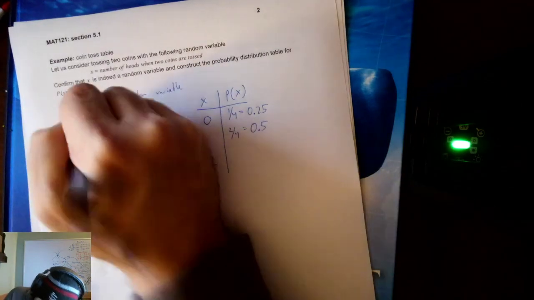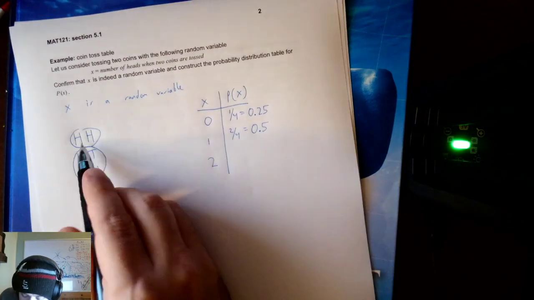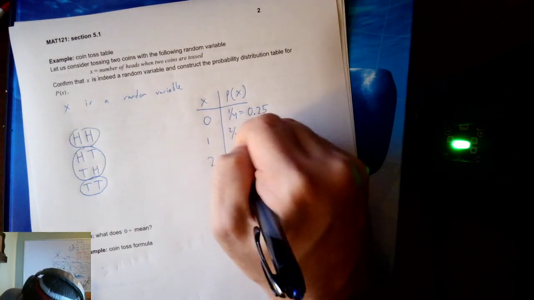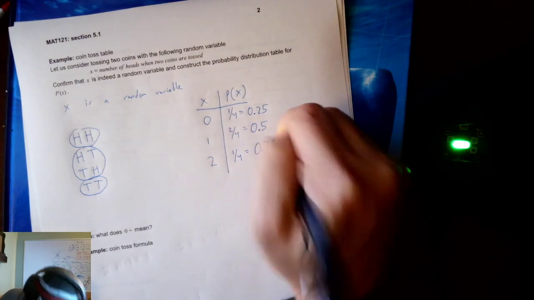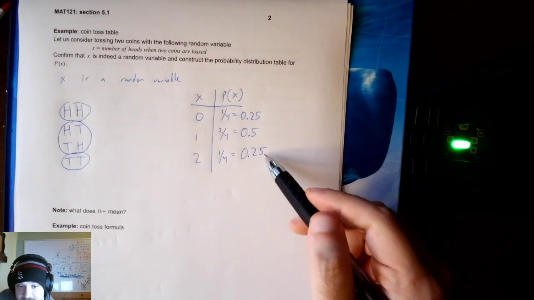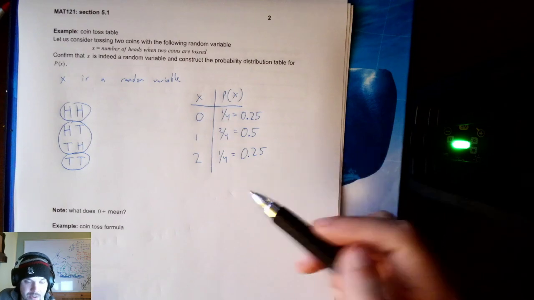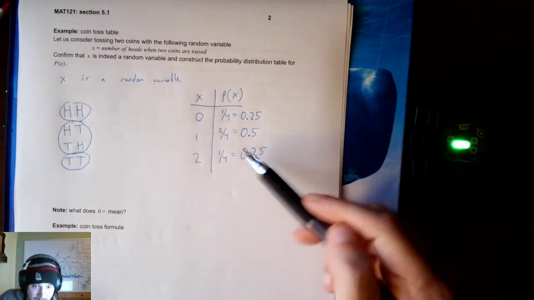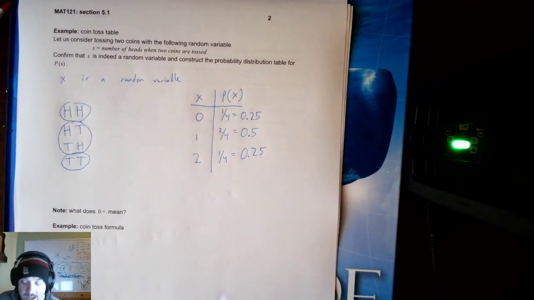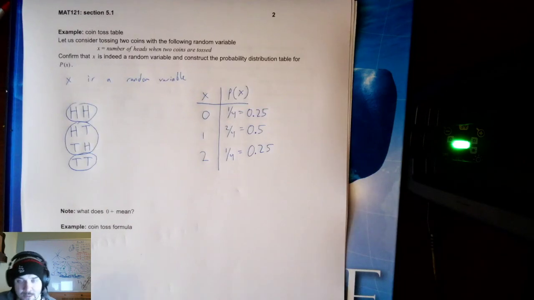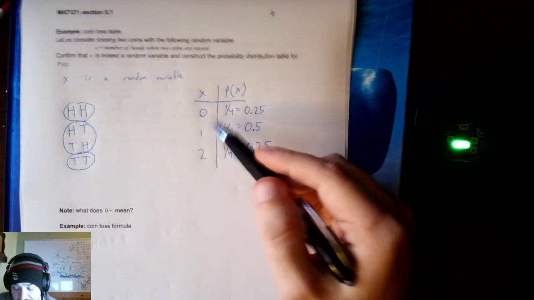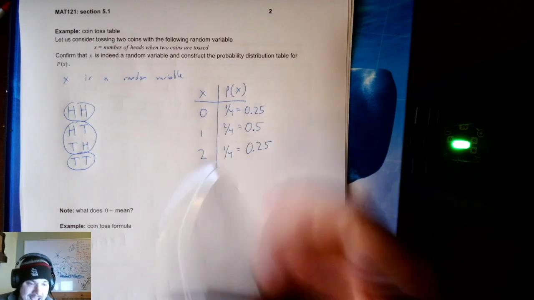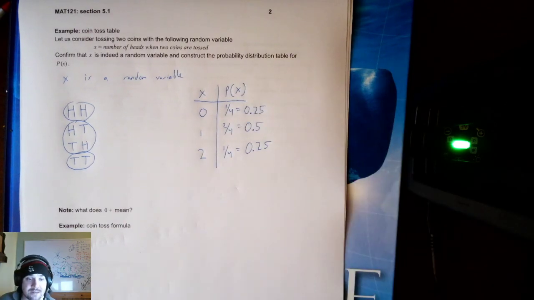Then lastly, how many of them have two heads? There's only one outcome that has two heads, so that'd be 1 out of 4, which is, again, 0.25. If I add all of these up, it gives me 1, which is good. Each of them is itself between 0 and 1, and X was indeed a random variable. This is my probability distribution table. I have my X values, my outcomes, and their associated probabilities.